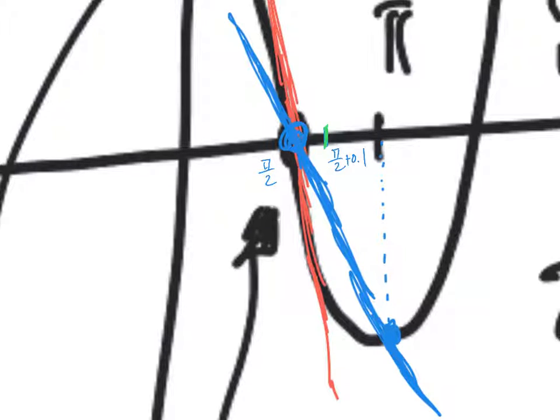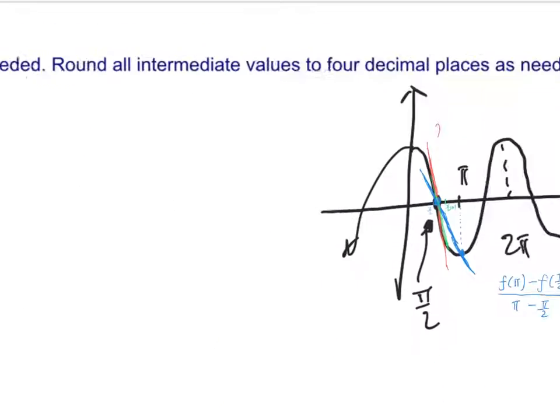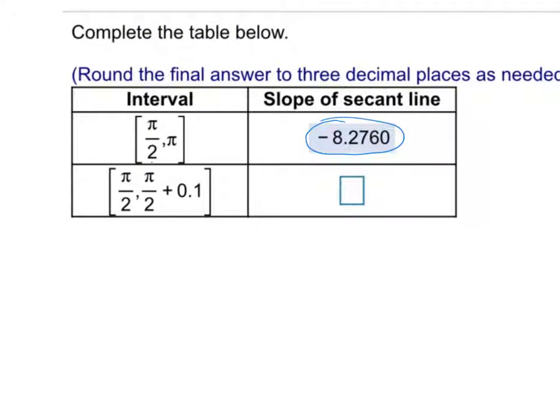This is the green one, pi over 2 plus 0.1. And now we are going to use the slope of this secant line. So now, the slope of this green line, this is the new secant line. Do you see that this line is getting closer to the red line? So it should be a better approximation. So that's what we are trying to do: the slope of this green line to approximate the slope of the tangent line. So it's just the same idea.